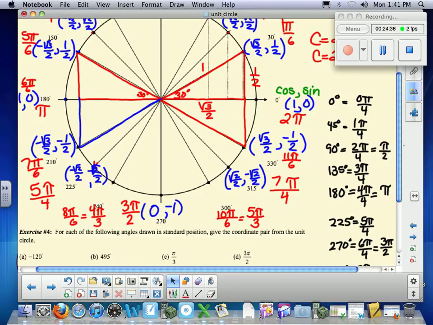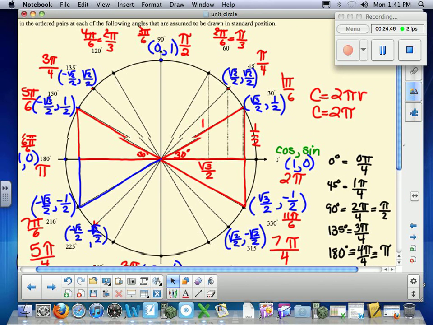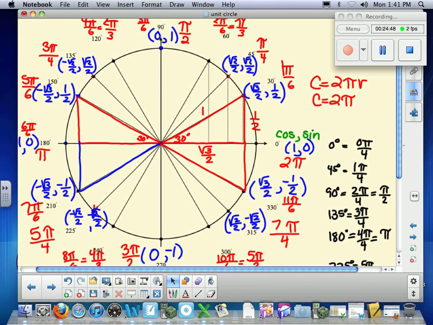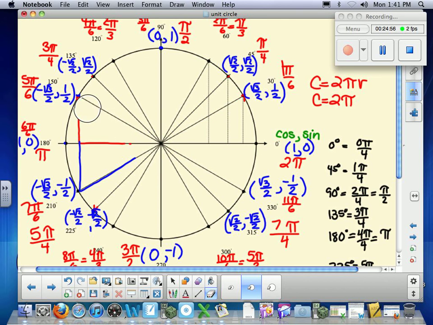Oh, so we did the 60s when we did the 30s. So that means we should go with 60s. We will, real quick. We can do that. I'm just erasing my inner circle. And now we're gonna tackle the 60s.